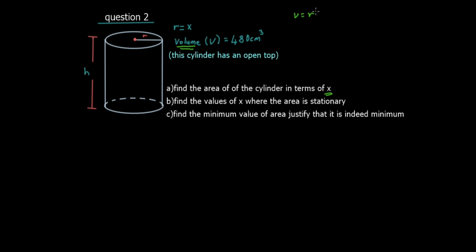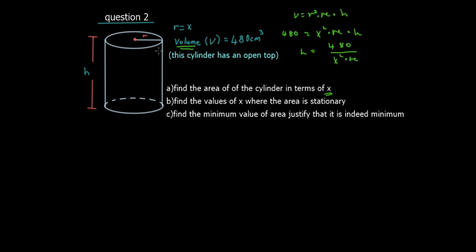the area of the base multiplied by height, and the volume I know that it is 480 centimeter cubed equals x squared multiplied by pi multiplied by h. Now the h value would be 480 over x squared multiplied by pi.